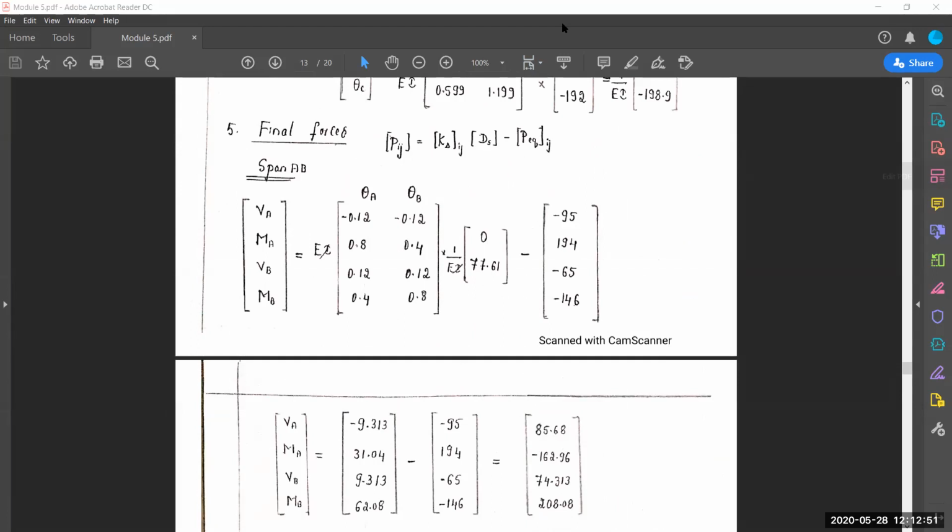See, you are doing the calculation for span AB, and you have taken theta A and theta B because near span AB there are only two rotations. So here also this will be theta A and theta B. Okay, I hope you people got this one. Theta A versus theta B, you have to write.